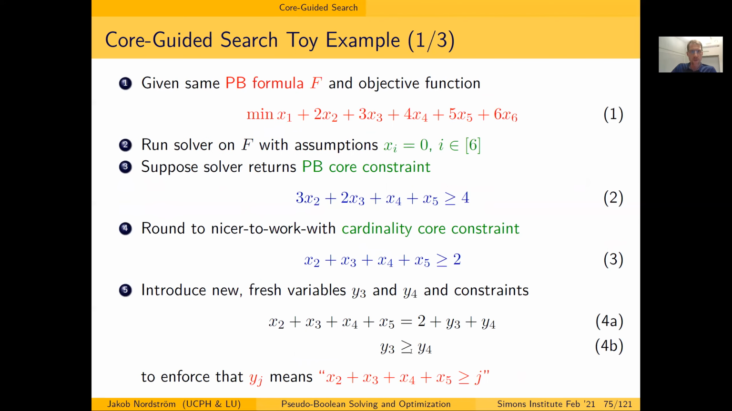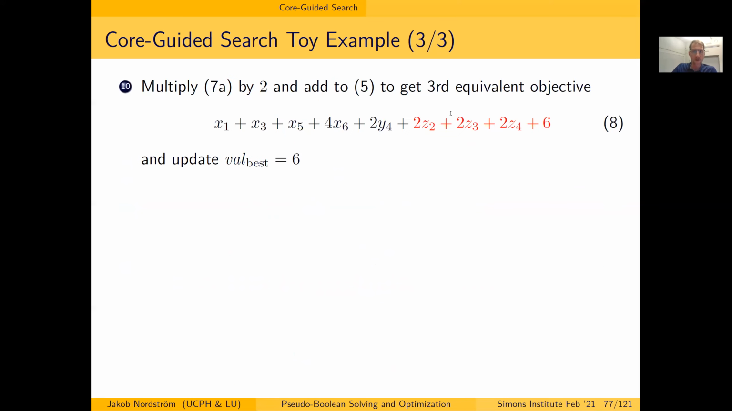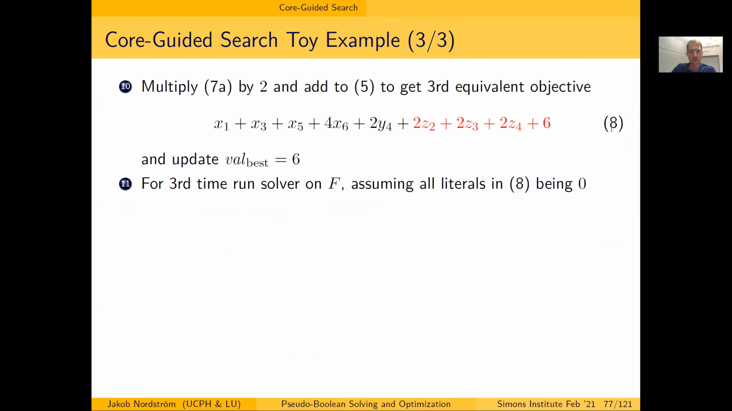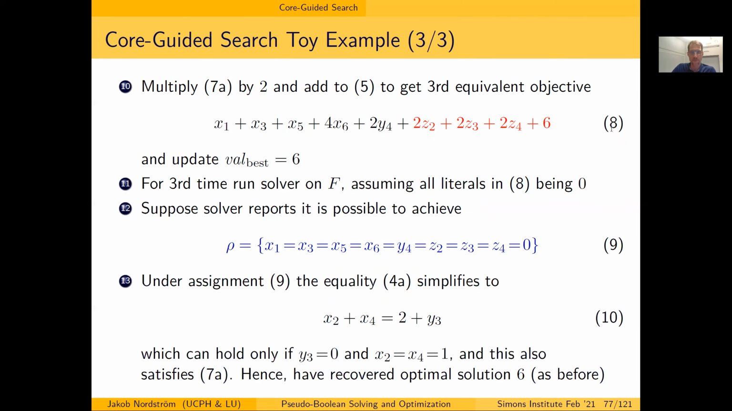And looking at the original objective function, we had x2 and x4 at 1 and all the others 0. So indeed, we do get objective value 6. But this we already knew because, note that due to our rewriting, this objective function in 8 is equivalent to the original one, because we only transformed it using equalities. Okay, so this is an explanation by example of how core guided search works.